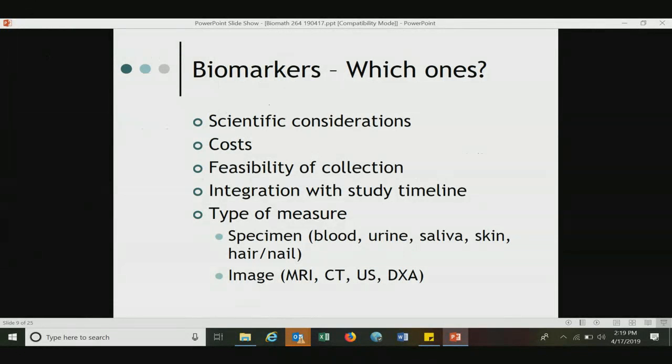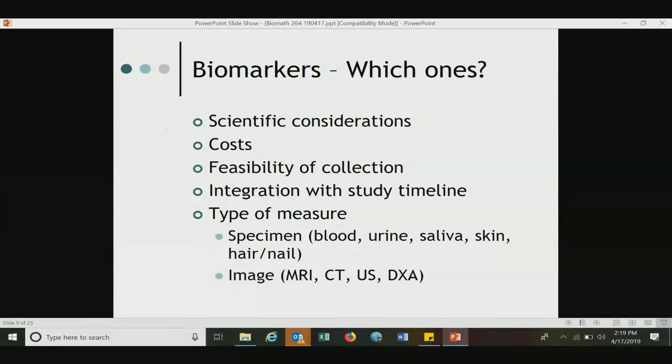Is there a biomarker that you need to collect because it is your primary outcome? But also, is there one that you need to collect to be able to rule out competing hypotheses? So those scientific considerations are super important. Start there, dream big. Come up with whatever you can about the biomarkers that you want to measure, and then trim your list after that.